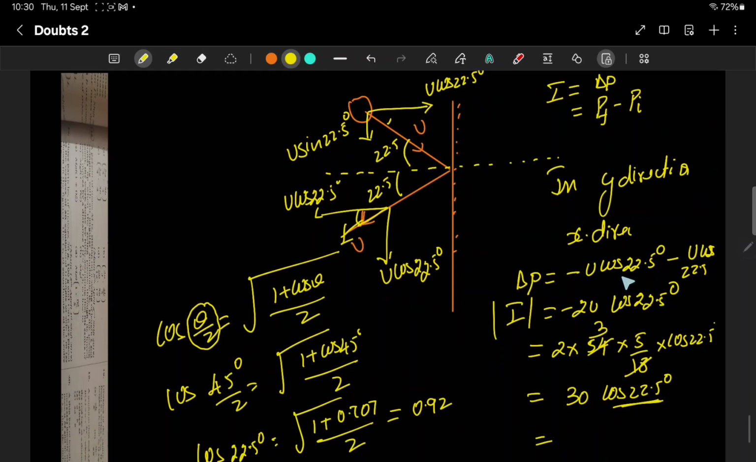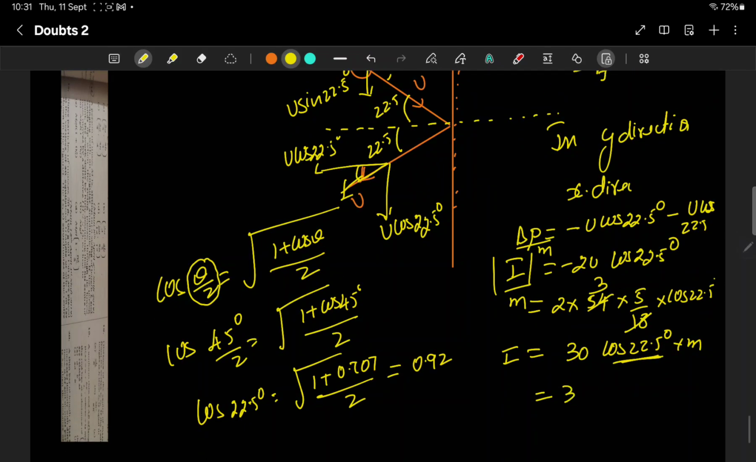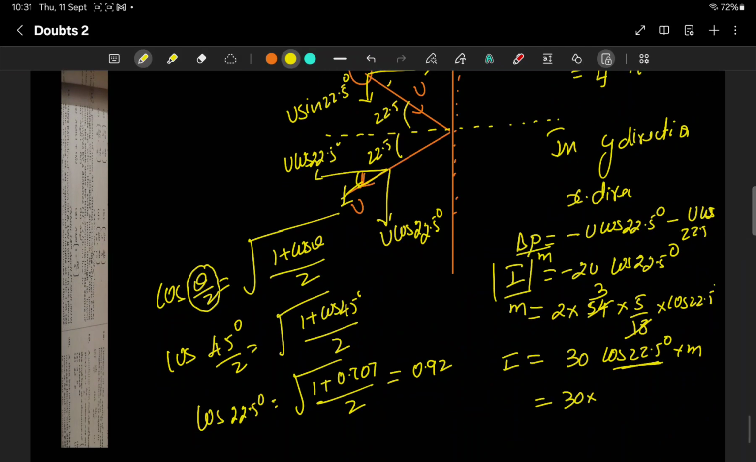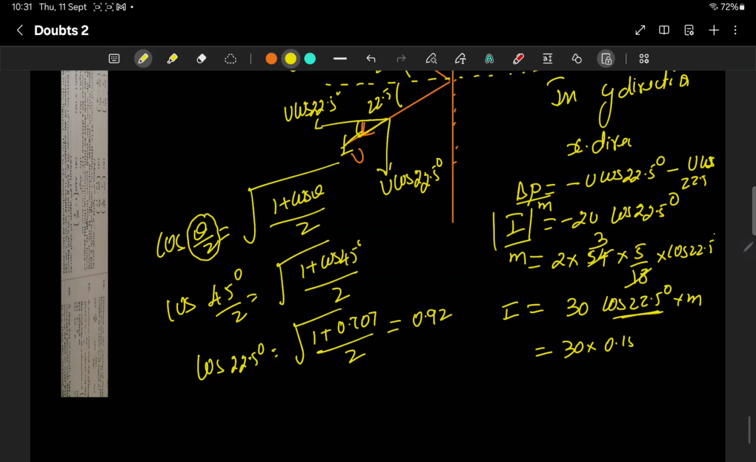Your answer will be, here we made one mistake in initial stage itself. Momentum is nothing but mv, so here we missed this m. So this is actually I by m. Okay, I will be equal to m, I have to multiply here. So now we will get 30 into mass, mass is given as 0.15. So 30 into 0.15 into cos 22.5, which is 0.92.